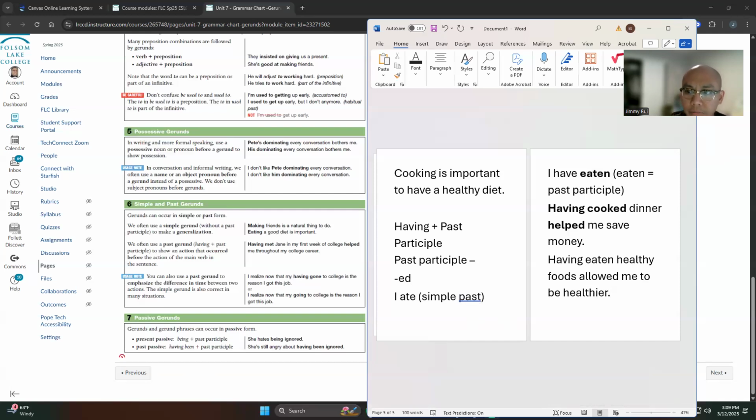Again, this form and grammar, using a simple past gerund. So this is the past participle here, and then the main verb is allowed. But using this format is good for generalization, right? And so we're making a generalization, a statement that is typically true. And so that's how we use this format.